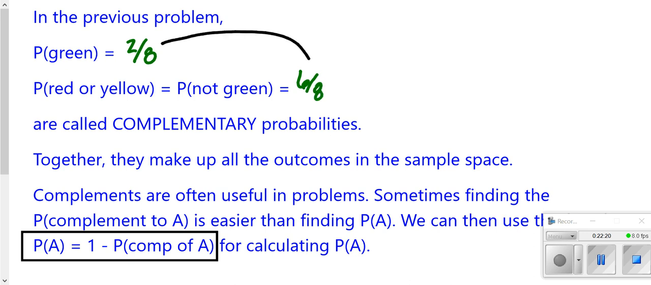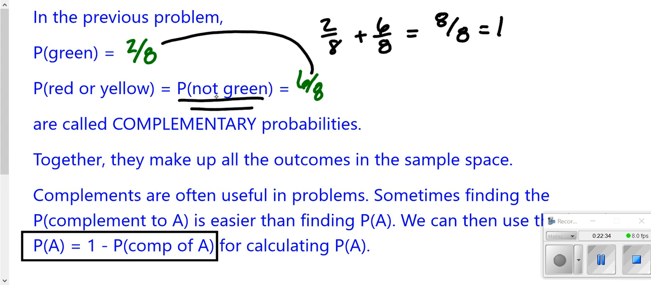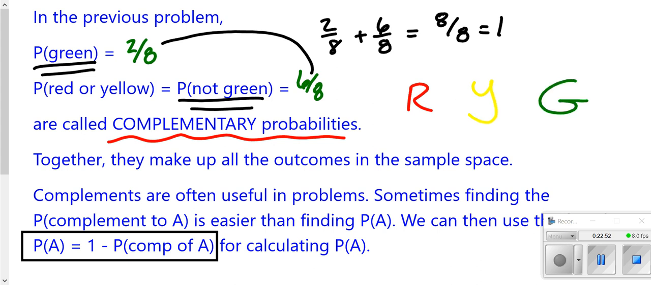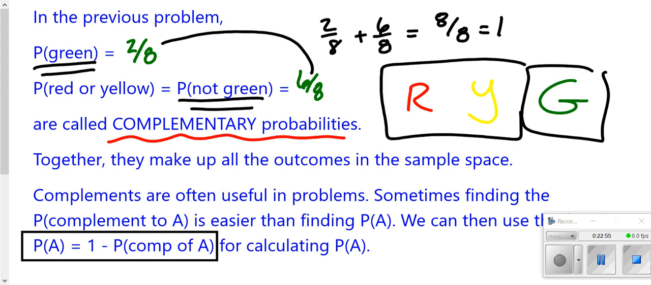And if you look at those 2 together, 2 out of 8 and 6 out of 8 together, cover all of the possibilities, 100%. So either my marble was green or my marble would be not green. Green and not green are what we would call complementary probabilities. Together they add up to 100%. They cover all of the outcomes in the sample space because my colors were either red or yellow or green. And so if I say green and I say not green, that covers everything. There isn't some other secret 4th option, right? Green and not green are it.